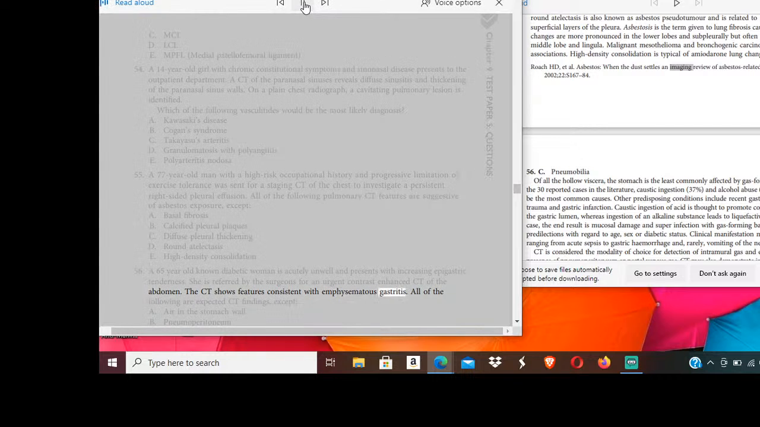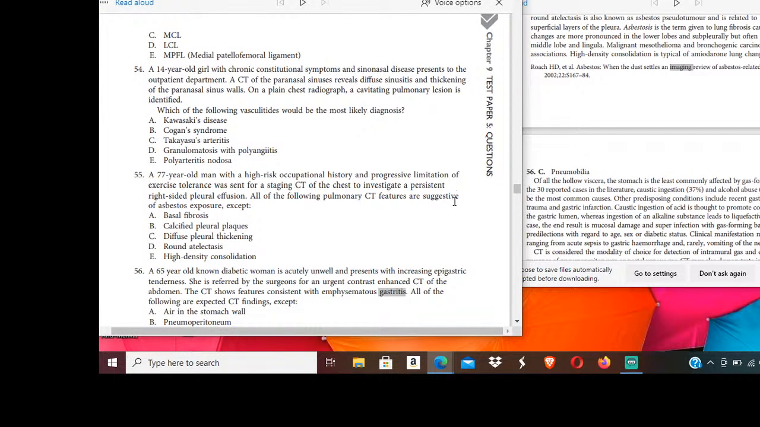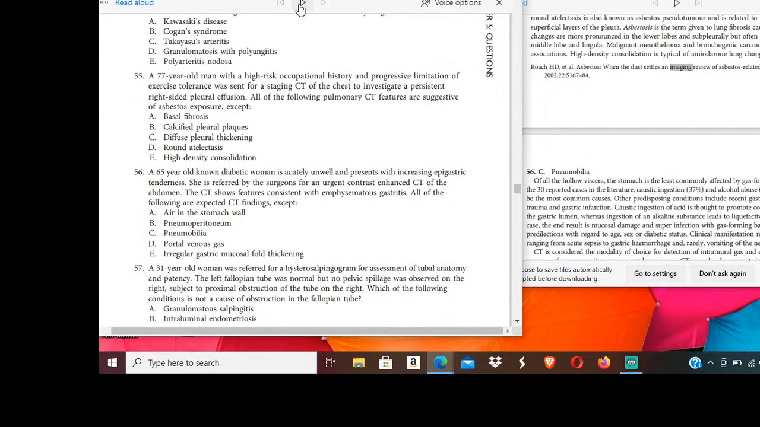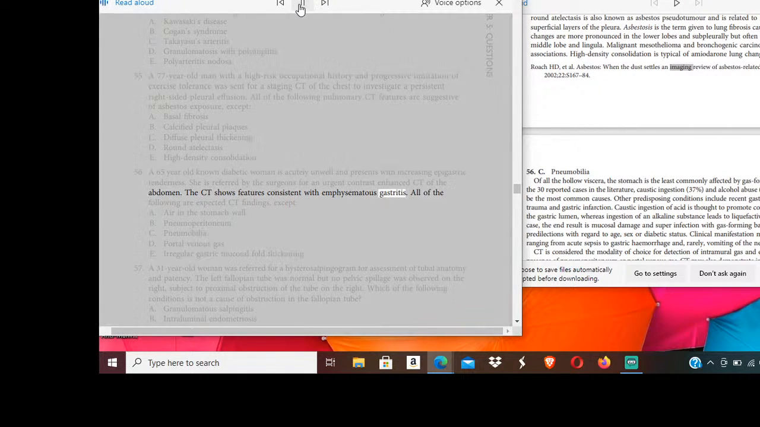Emphysematous gastritis. All of the following are expected CT findings except: A. Air in the stomach wall. B. Pneumoperitoneum. C. Pneumobilia. D. Portal venous gas. E. Irregular gastric mucosal folds.